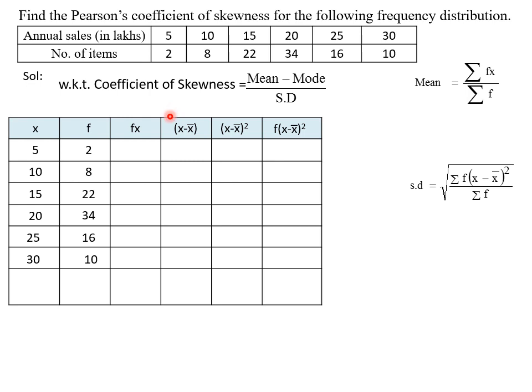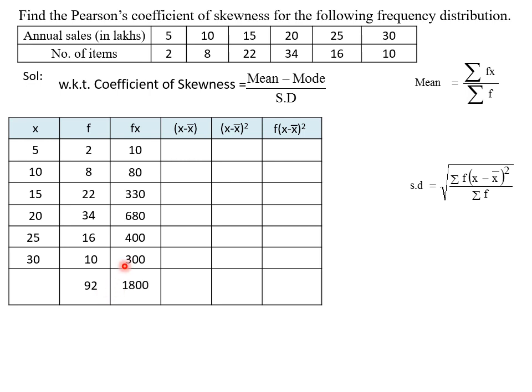Then we have to multiply, what fx means, we have to multiply these two values, so x into f. So 5 into 2 is 10, 10 into 8 is 80. Likewise we have to multiply the subsequent values to get the values of fx. After that you have to sum the values of f. When you add up all the values of f, it is 92, which is sum f.